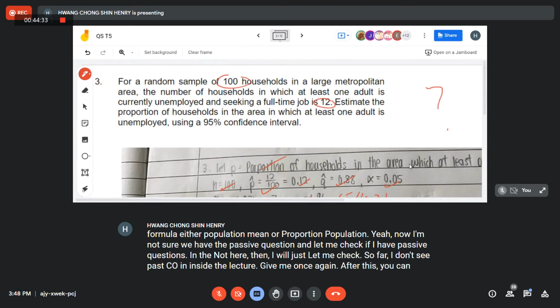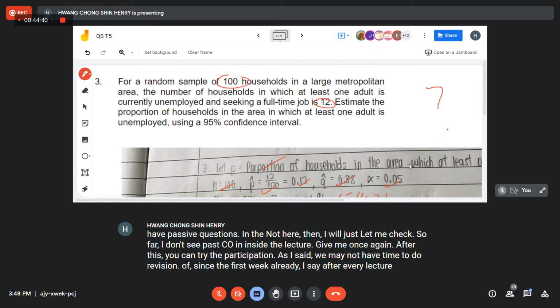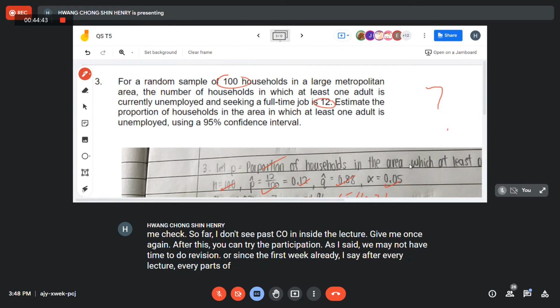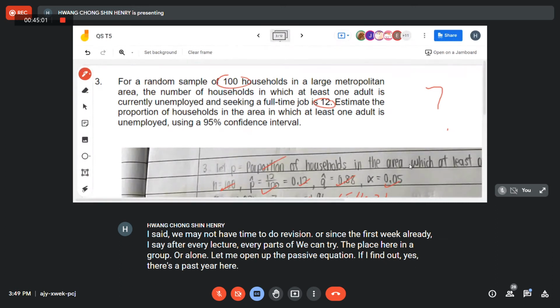After this, you can try the past year question. As I said, we may not have time to do revision. Since the first week already, I said after every lecture, every part of the notes, we can try the past year in your group or alone. Let me open up the past year question. Yes, there's a past year here. I just select a few here. You can see my screen.